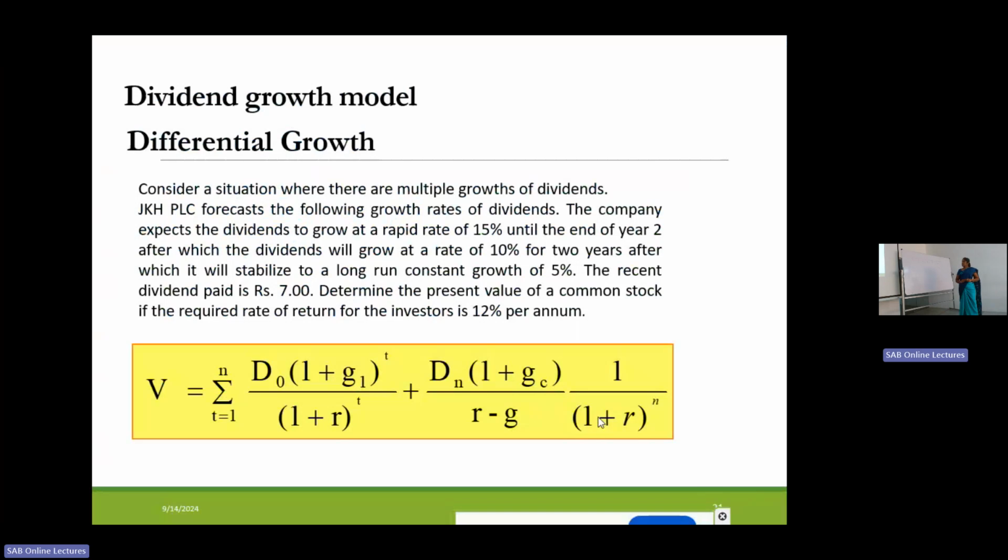What we expect is that the company expects the dividends to grow at a rapid rate of 15% until the end of year 2. So for the first 2 years, up to this period, we expect the company will pay dividends growing at 15%. After which, dividends will grow at a rate of 10% for another 2 years. After which it will stabilize to a long-run constant growth of 5%. After year 4, they are maintaining a long-run constant growth rate of 5% in dividends.